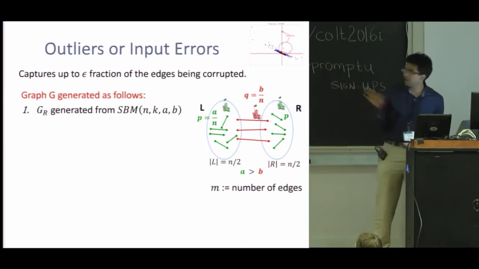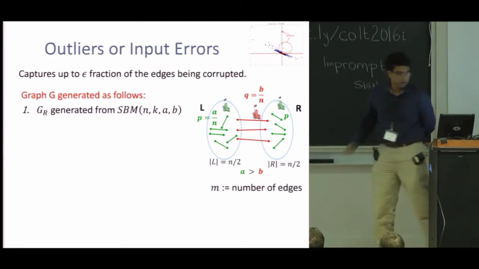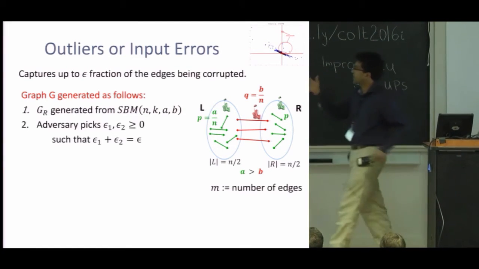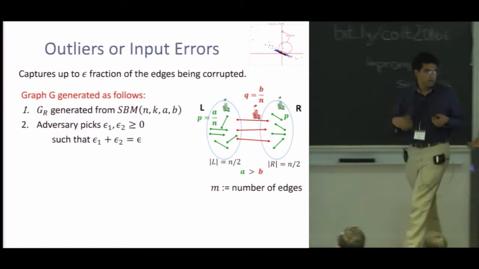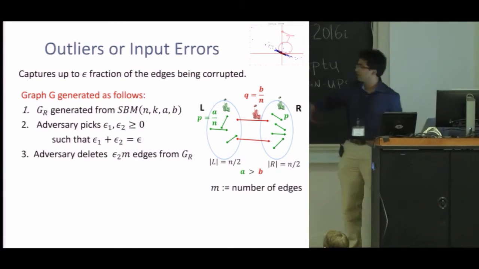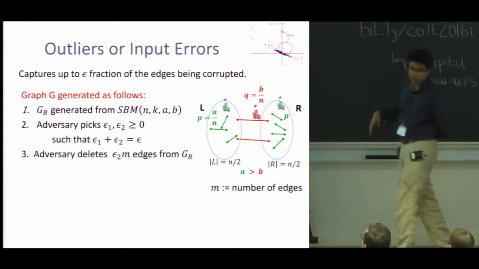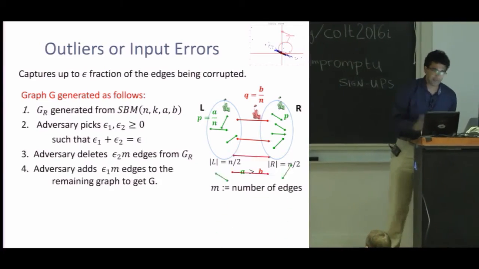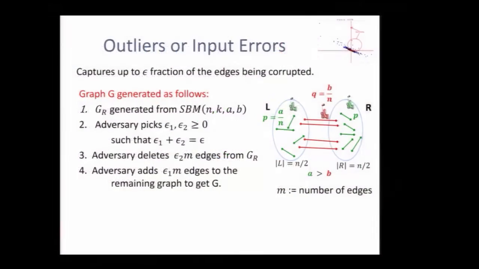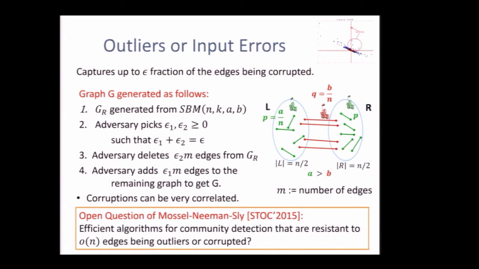Okay, so there's a graph generated according to a stochastic block model. There is this budget of epsilon. The adversary splits it into 2 pieces, and then the adversary deletes an epsilon 2 fraction of all the edges that were originally there, and can add some epsilon 1 m fraction of edges, so the total is at most epsilon m, and this is the graph that is given to you. The corruptions can be very correlated, and this is actually a question that was posed by Mossel, Neeman, and Sly about whether you can come up with algorithms that are robust to these kinds of changes.